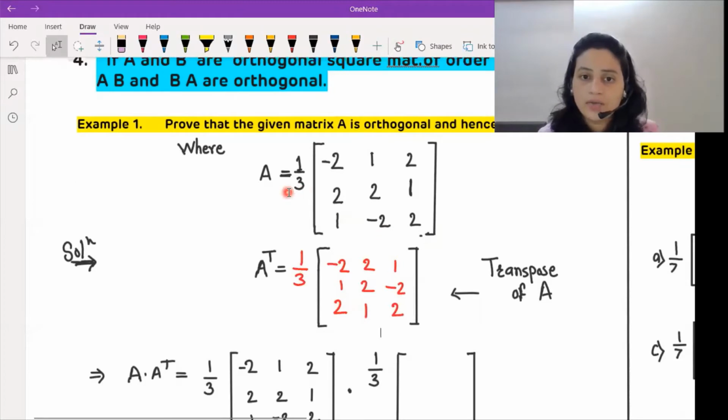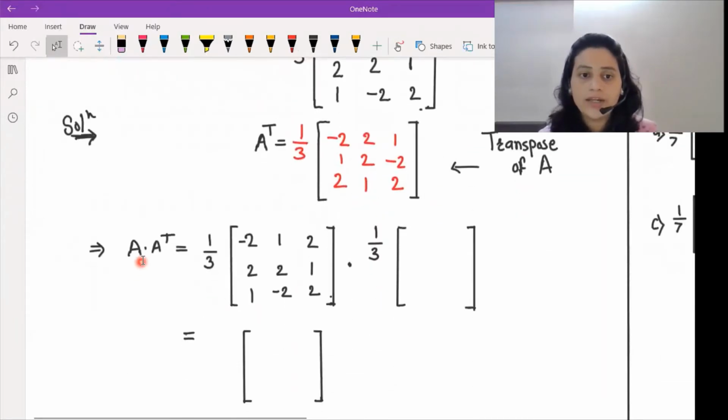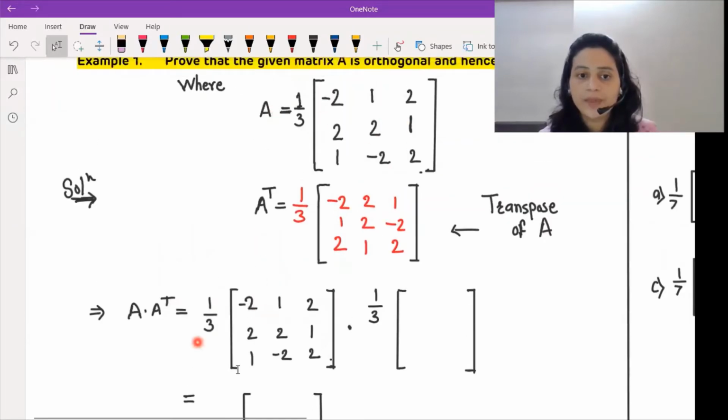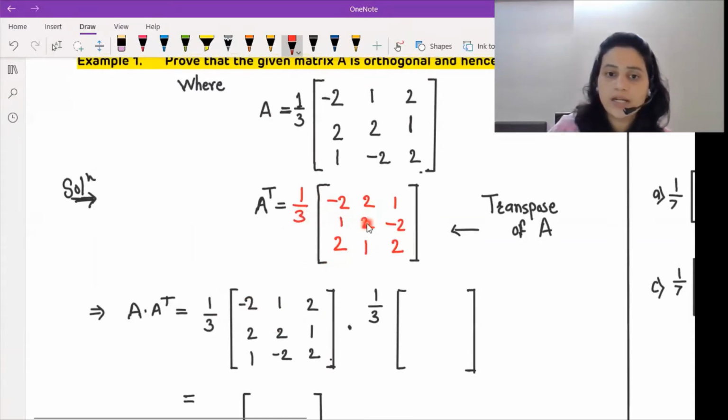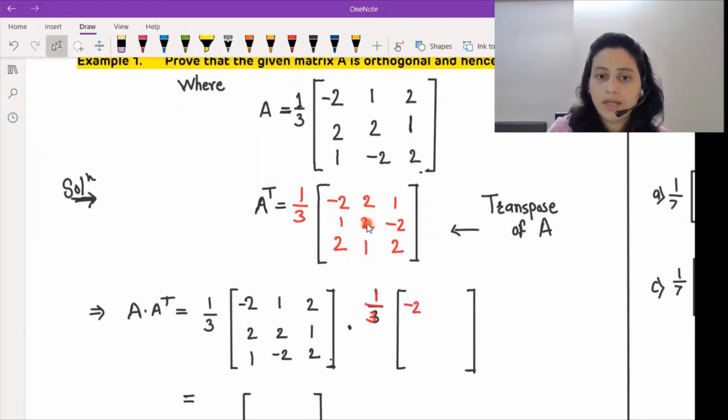Now what is the next step? We are going to take a product of A and its transpose, that is A into A transpose. So let's take A into A T. What is A? This is my given matrix A. I substitute that matrix. Then I'm going to substitute this term A transpose. Okay. So what is that? 1 upon 3, this term, into minus 2, 2, 1, 1, 2, minus 2, and 2, 1, 2.